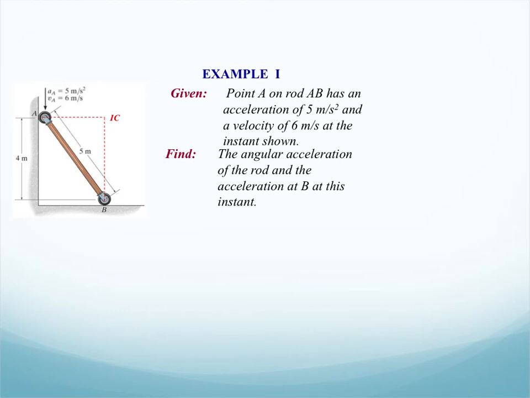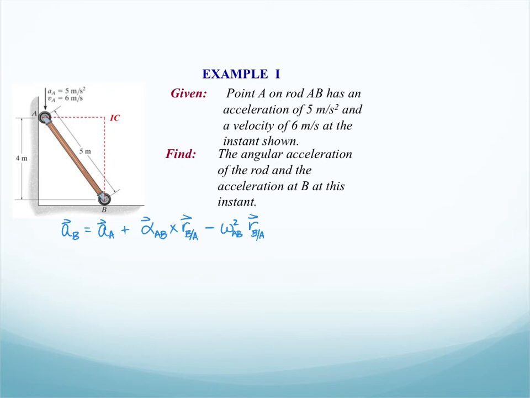I have the acceleration of B is equal to the acceleration of A plus the angular acceleration of AB crossed with the position vector of B relative to A, minus omega squared of AB times the position vector of B with respect to A.